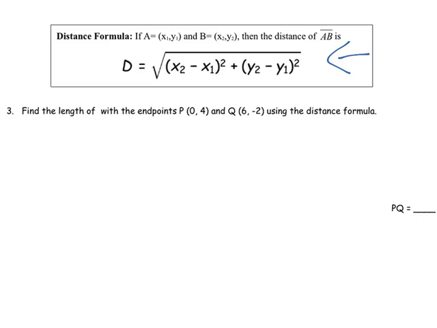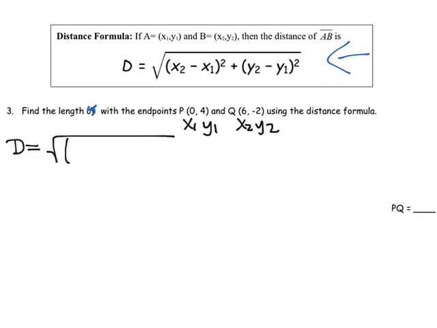So we're going to go ahead and do this example. We're going to find the length with the endpoints P (0, 4) and Q, our other endpoint, (6, -2), using our actual distance formula. So let's go ahead and label these x1, y1, x2, y2. And now we're going to use the distance formula and plug it into our actual equation.